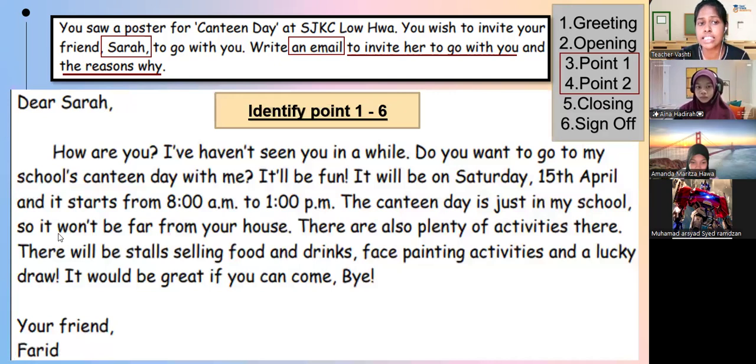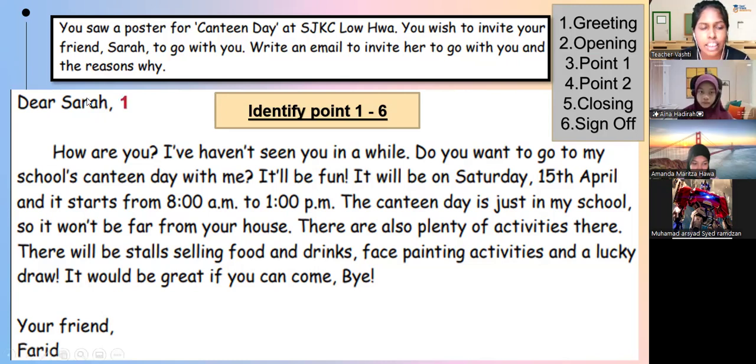Now, this is a sample answer. I want you to read the sample answer and identify point number 1 to 6. For example, point 1, greeting. Which one is the greeting? Dear Sarah. Dear Sarah is the greeting. Okay. Next, number 2 to number 6. You must tell me which one is number 2 to number 6. So take your time to read first and be prepared. No need to write or copy anything. Just be prepared.